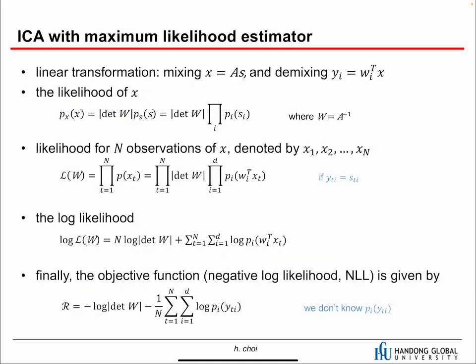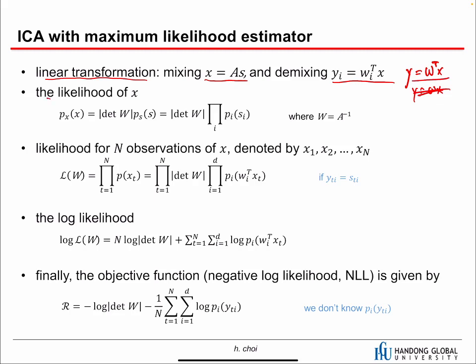Okay, so now let's talk about some equations for ICA. With the linear transformations, mixing is AS, as I said, and demixing is yi = wi transpose x, or simply y = W transpose x. It depends on the slides. Sometimes we use y = Wx, sometimes y = W transpose x, depending on the slide. So be careful with these notations. In this slide, it is W transpose.